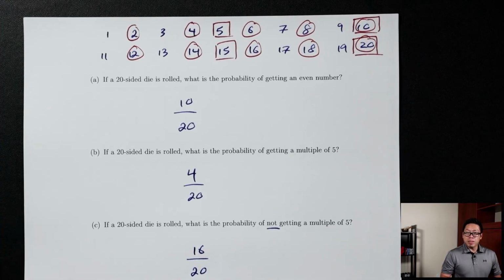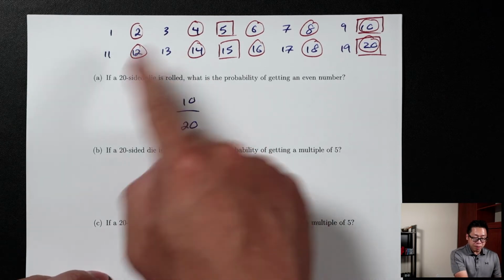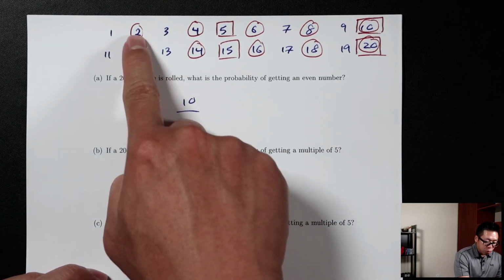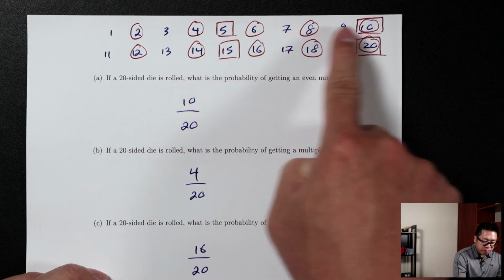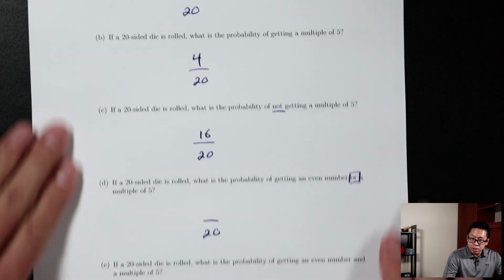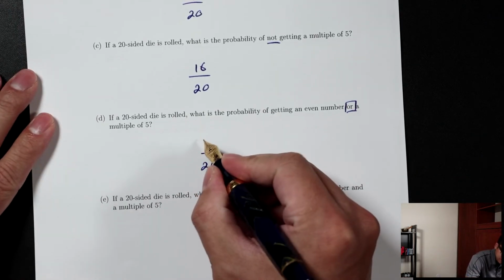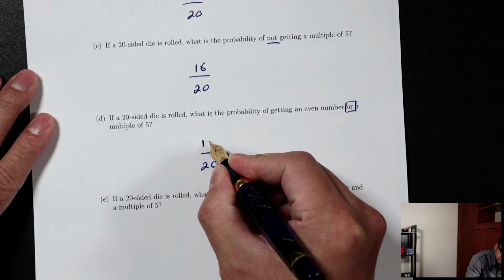Which means I basically want all the numbers that are circled together with all the numbers that are boxed, keeping in mind not to count anything twice. So basically I want to count anything that has a red mark on it. So that's 1, 2, 3, 4, 5, 6, 7, 8, 9, 10, 11, 12. 12. So that's anything that has a red mark on it.